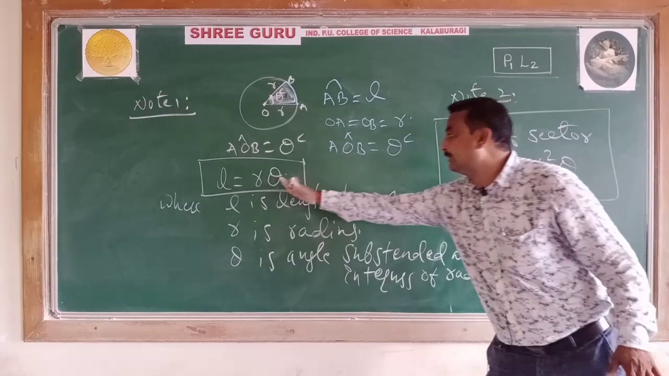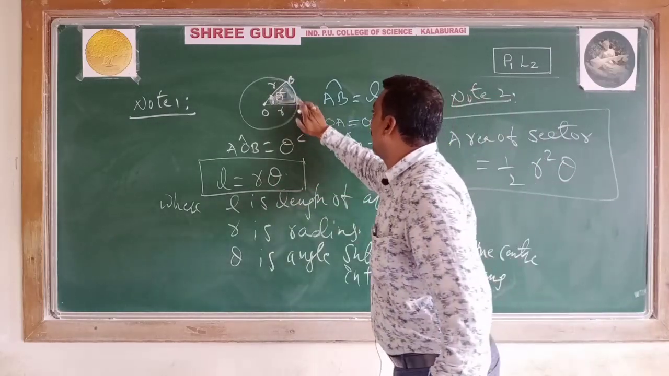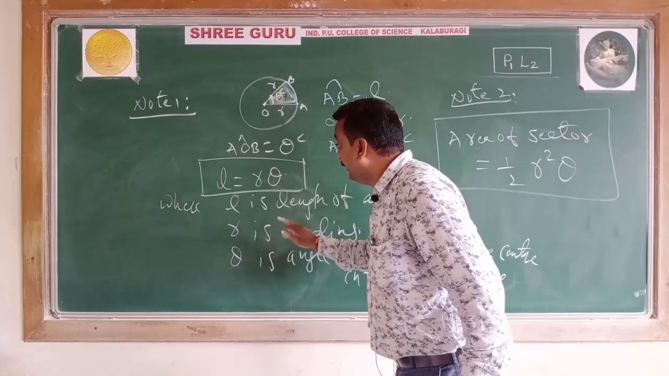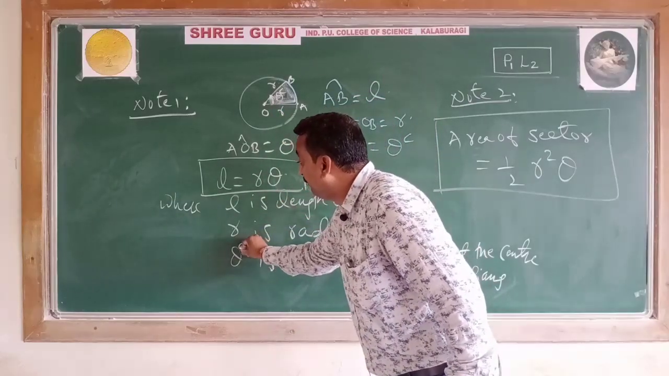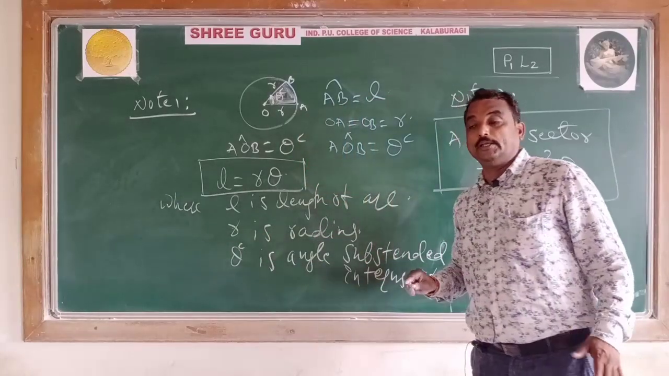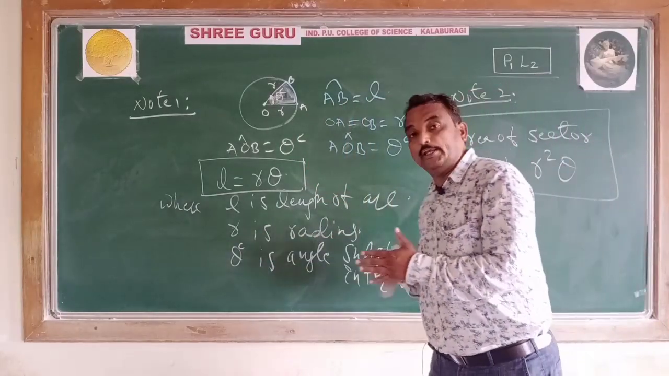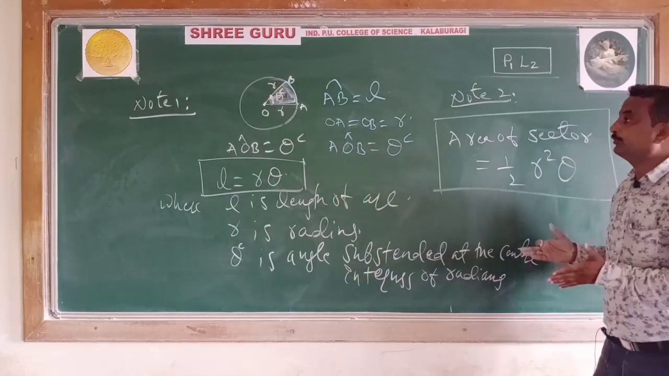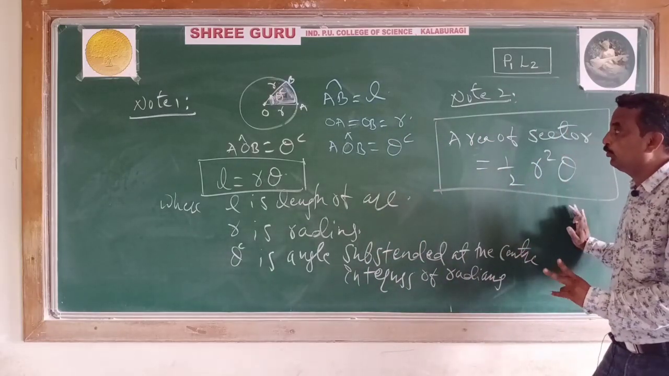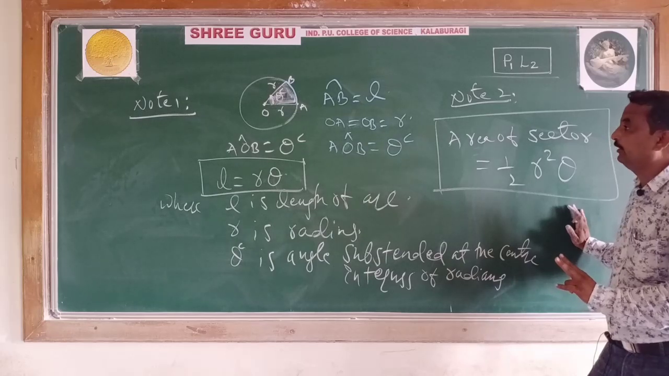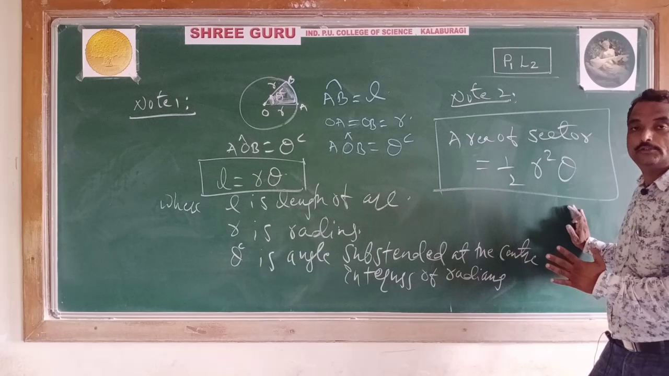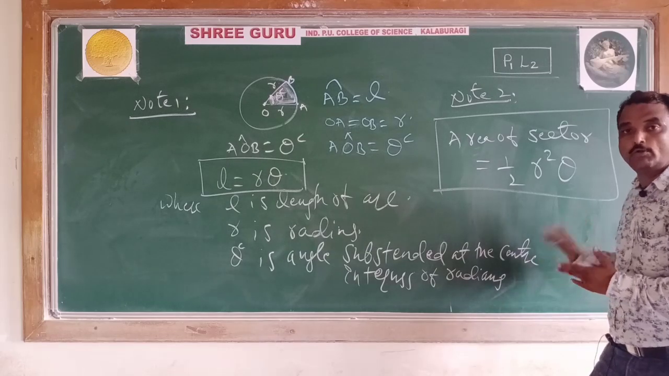Here remember, L is the length of an arc, r is the radius, theta is the angle subtended in terms of radians. Remember, in terms of radians. In the examples, he may give it in degrees. You have to convert into radians, and then substitute it. So this is about the two results, which you should remember, and using them we will calculate sums in tomorrow's class.